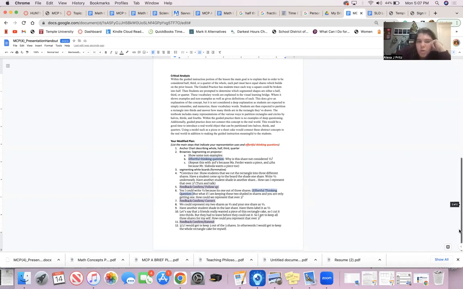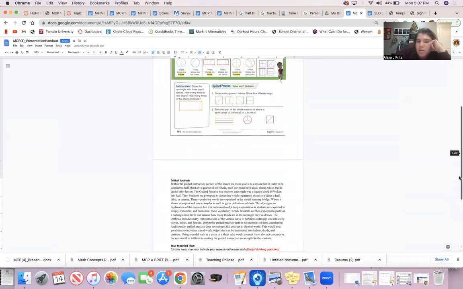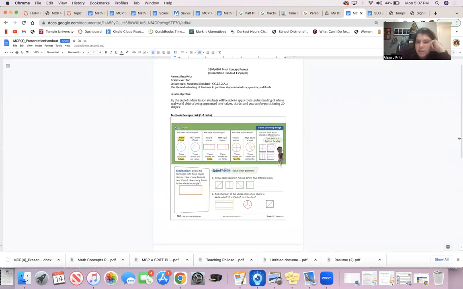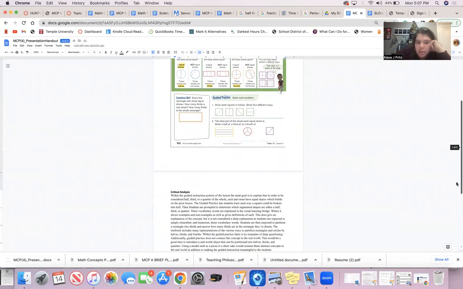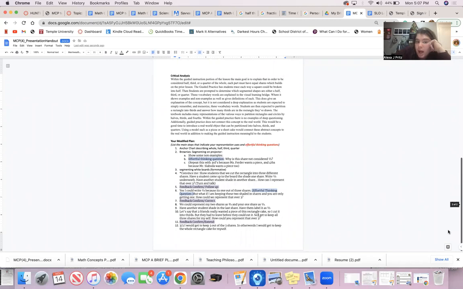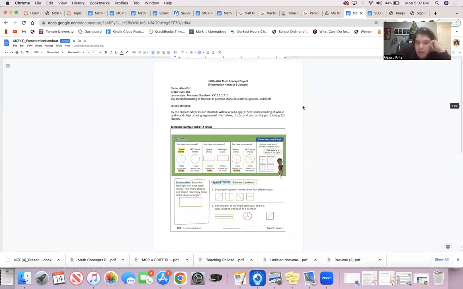So again, I go into more detail for the independent practice and problem solving portion of the textbook, but I thought this was a great example of how I would first go about modifying the plan in the guided instruction, because this is, in my opinion, lacking a lot of the things necessary to have students grasp this concept.